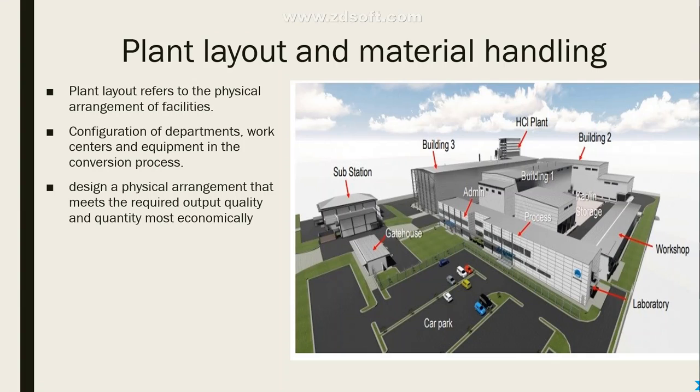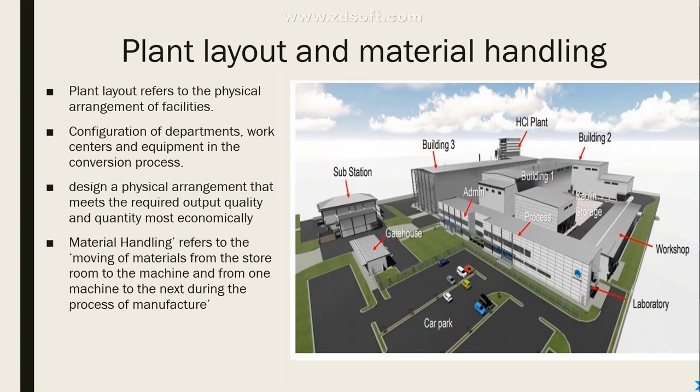Okay, so plant layout is simple things. It's an arrangement of facilities in your production area or production plant. Okay, so this is what the arrangement is. This is an idea which gives you an arrangement of your production plant.